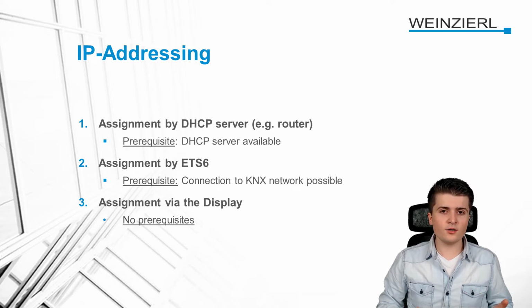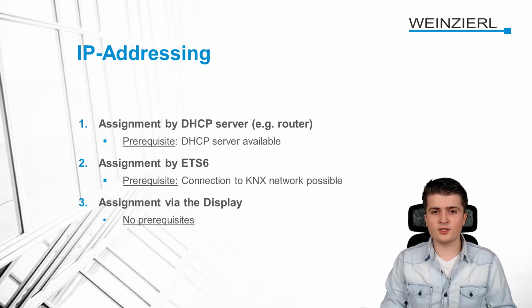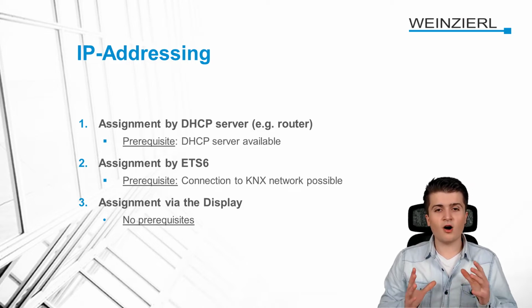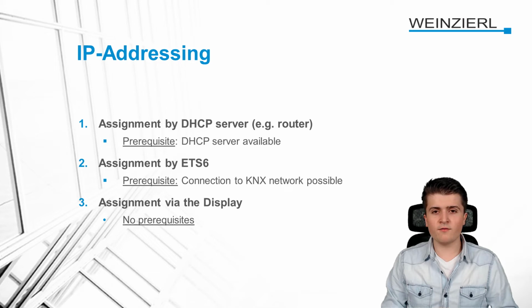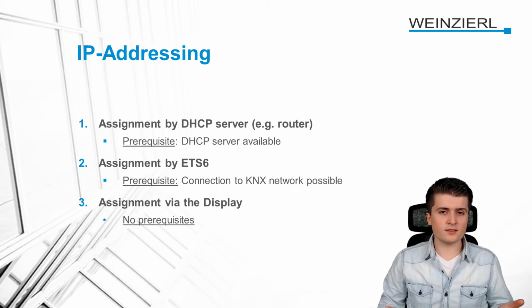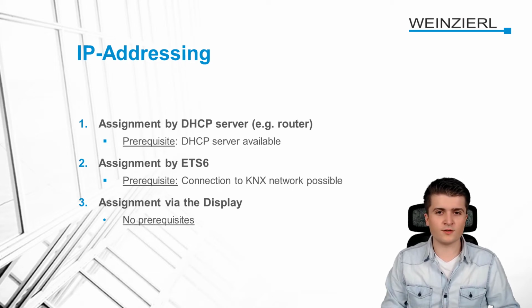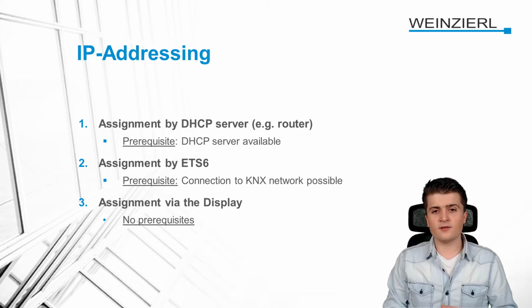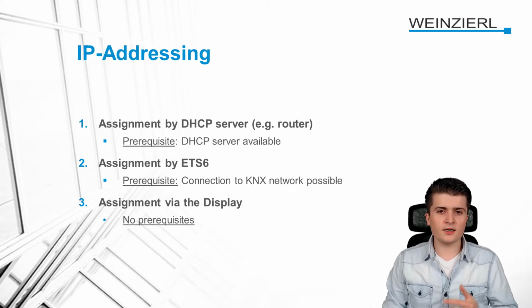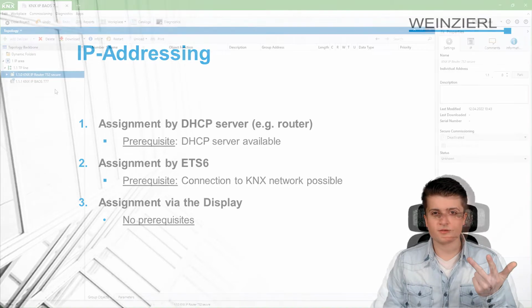And then the third option, if you can't use a DHCP server and the assignment via the EDS6, you can always use the display of the BAOS to give it its IP address and the network configuration. And in this video, we now want to take a look at the second and third option.